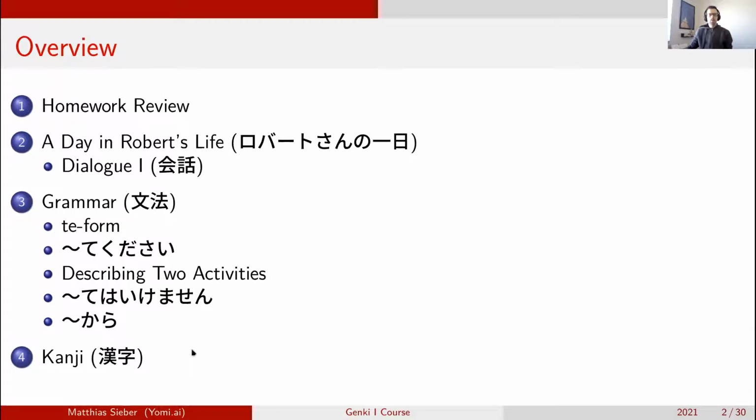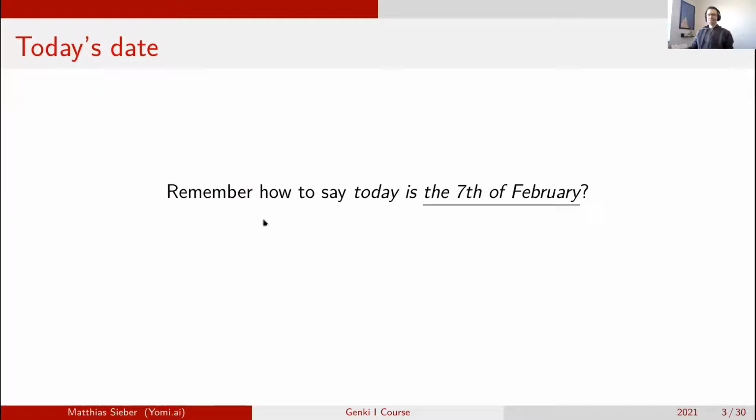And then we have a couple of kanji to cover, actually from lesson 7 already. So with kanji, we are always ahead. I think there's only 4 or 5 kanji today that I put on the slides, but we have a few more compound kanji that I want to show. But before we go into homework review, remember how to say today is the 7th of February.